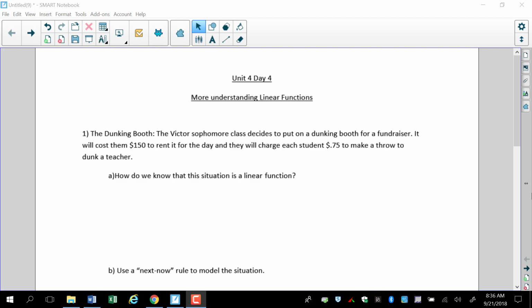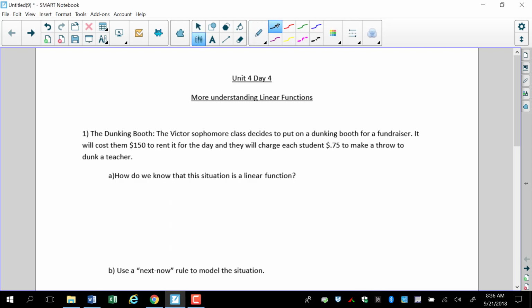All right, in this lesson, we're going to be looking at other ways to analyze a linear function and talk about how we know things are linear and what other things we can do with them. So this one, the sophomore class decides to put on a dunking booth. You throw a ball, hits it, teacher drops in the water, everybody laughs at him.